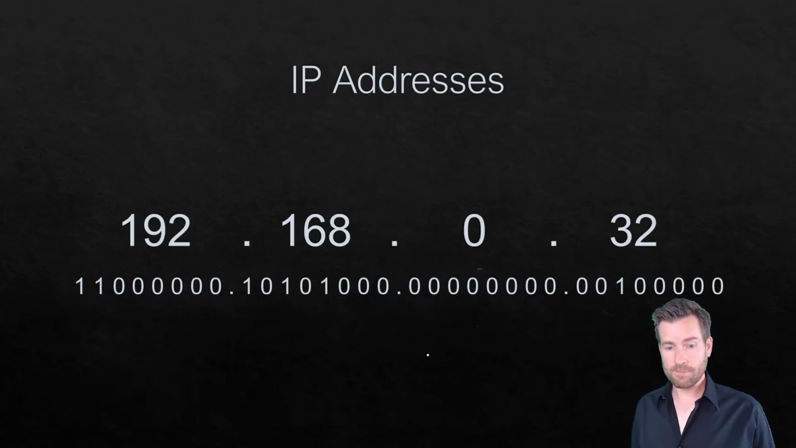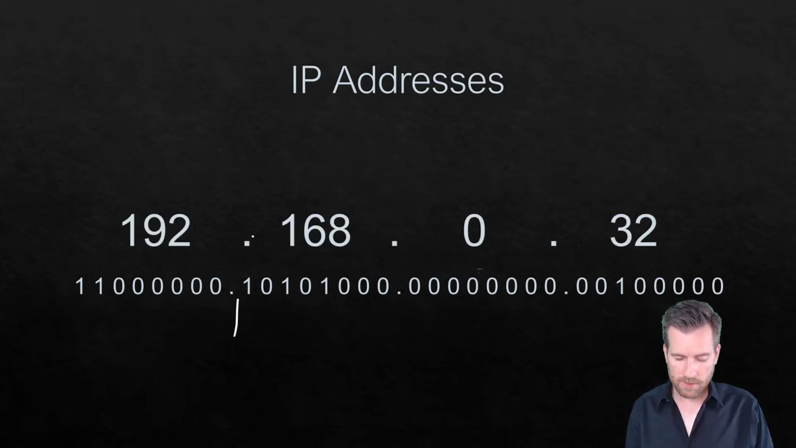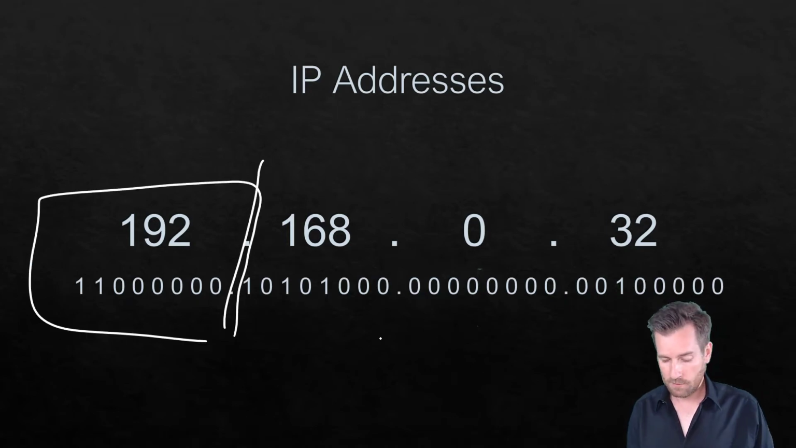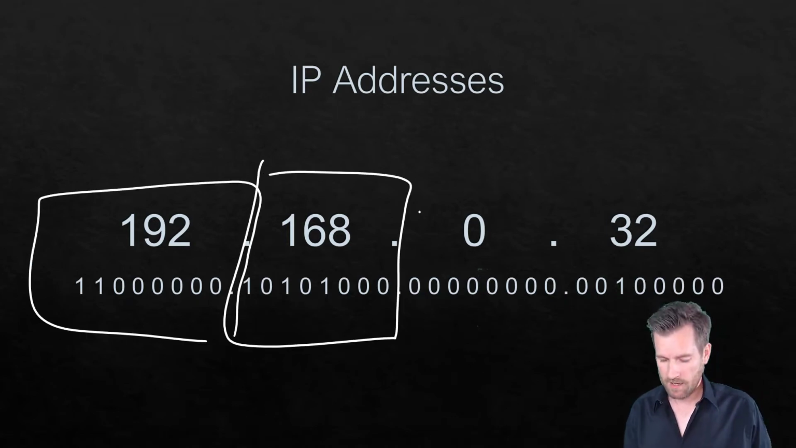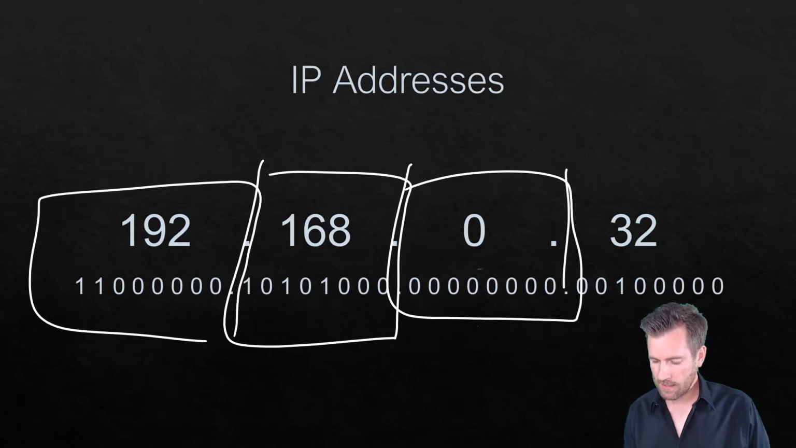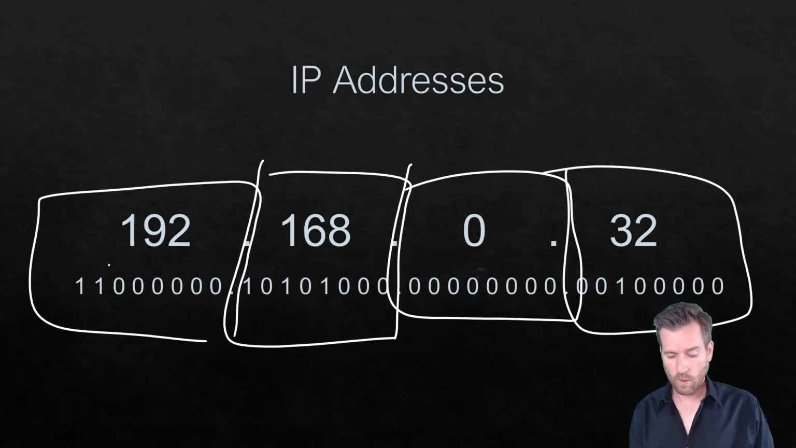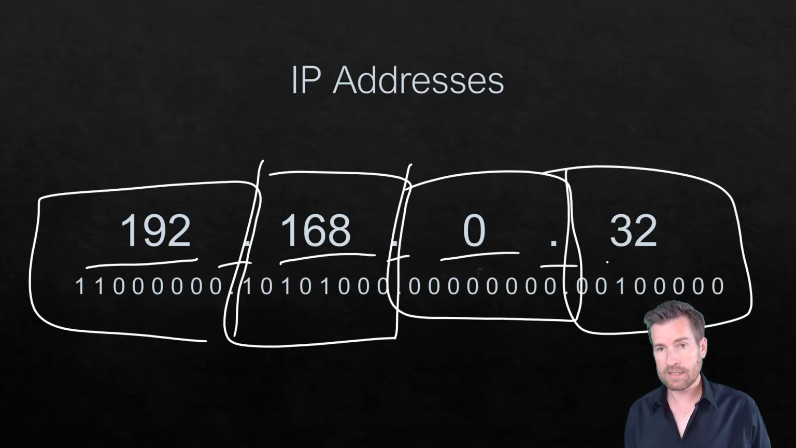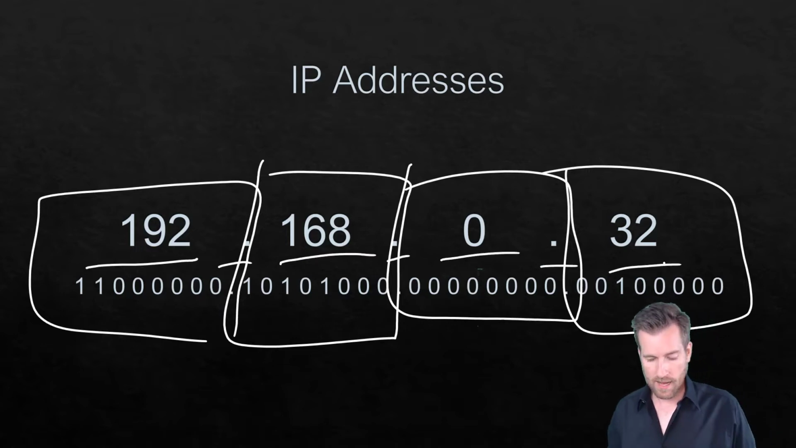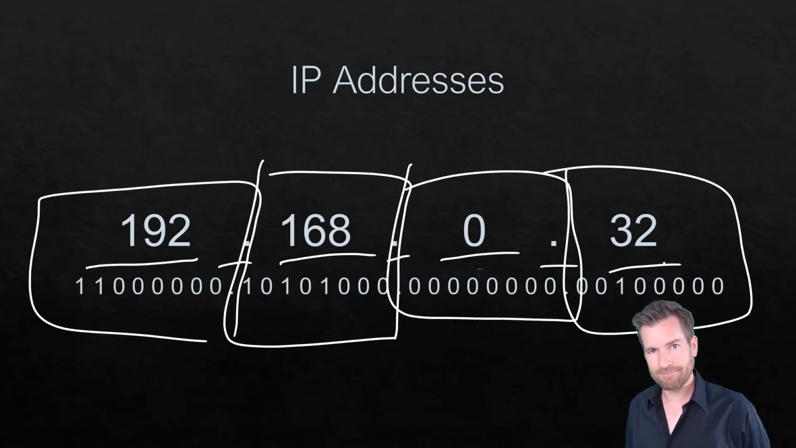We don't really read binary, and so instead we represent them by decimal numbers rather than the binary numbers. So when this gets translated, it becomes 192.168.0.32. So there you have it. There is an IP address and why it's formed the way it is.